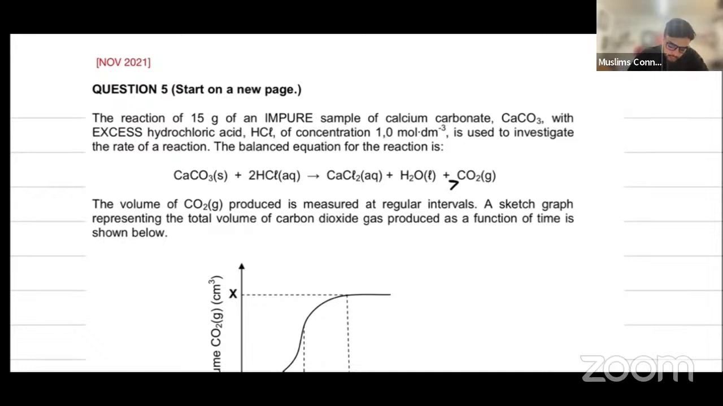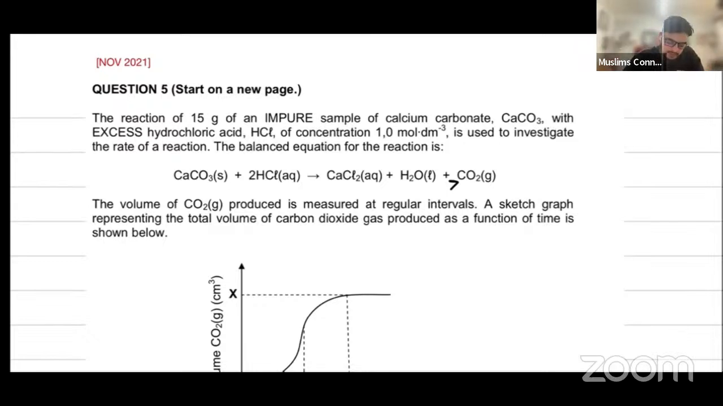The reaction of 15 grams impure sample of calcium carbonate. Okay, impure is important, because if it's impure, not all of it is going to react. The way you can think of impure is that there's a compound that has some dirt in it. So if it has some dirt in it, then the dirt is not going to react. What's actually calcium carbonate in it is going to react.